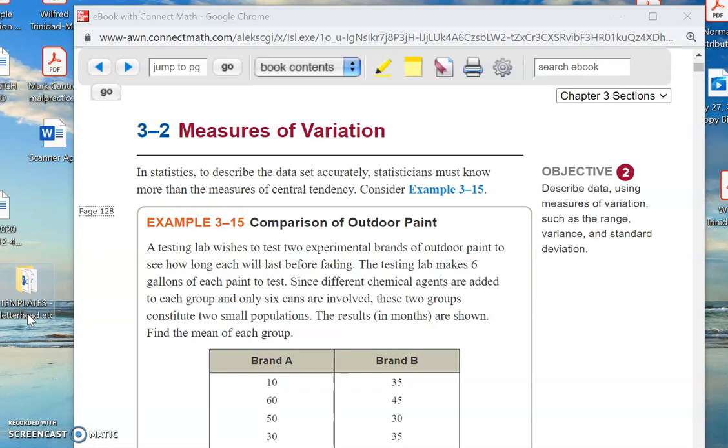We're going to spend a little bit of time on this first example, because I think it illustrates this concept very well. To start with, in section 3-2, the author says that in the science of statistics, to describe the data set accurately, statisticians must know more than just the measures of central tendency.